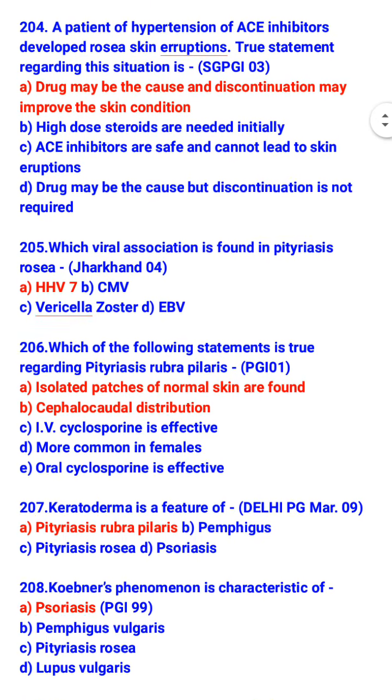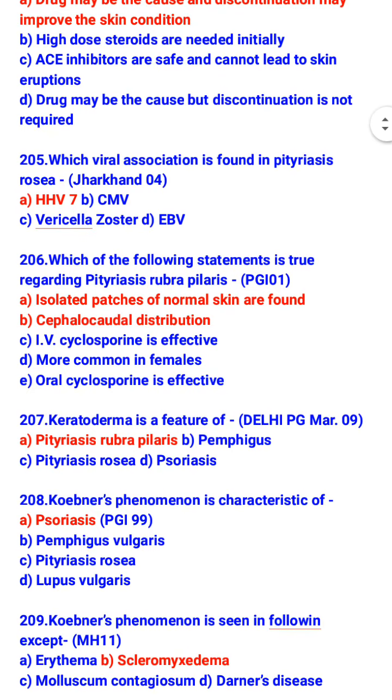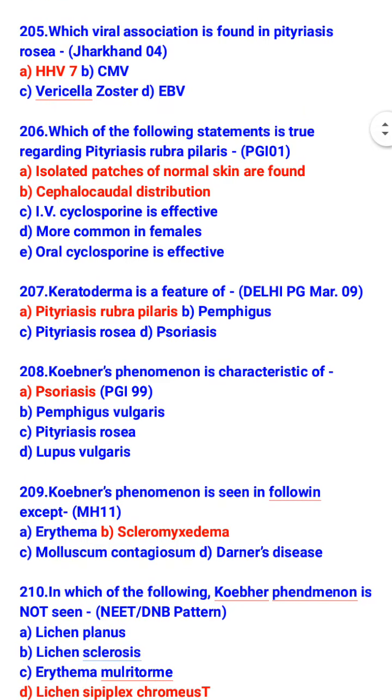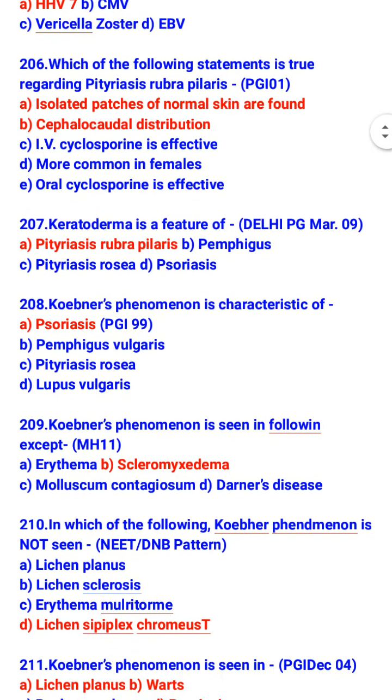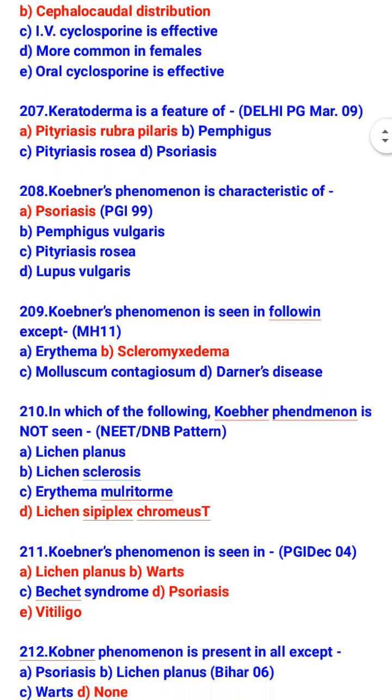Which viral association is found in pityriasis rosea? It is HHV7. And which of the following statements is true regarding pityriasis rubra pilaris? Isolated patches of normal skin are found and cephalocaudal distribution is there. Keratoderma is a feature of pityriasis rubra pilaris. Koebner's phenomenon is characteristic of psoriasis.